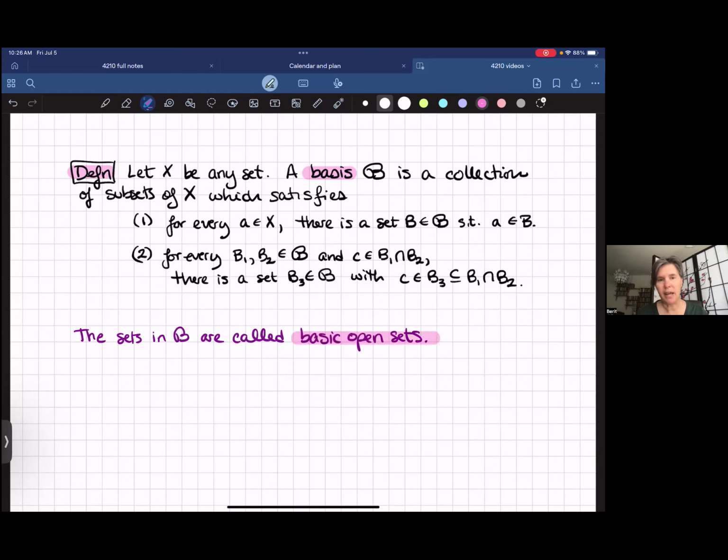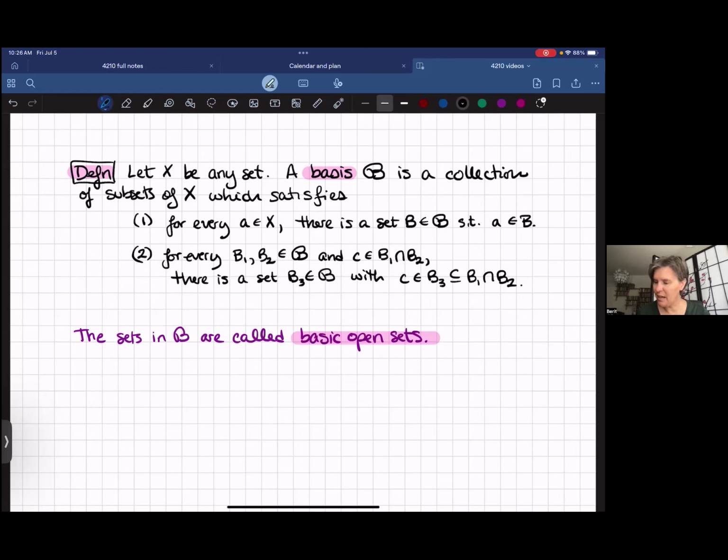So the properties say that every point is inside some basic open set. And when you intersect two basic open sets and they have a point in their intersection, there's a third basic open set. All right, let's just draw a Venn diagram real quick to make sure that we understand what both of these things are saying.